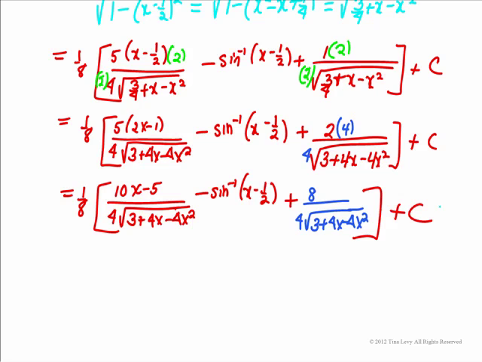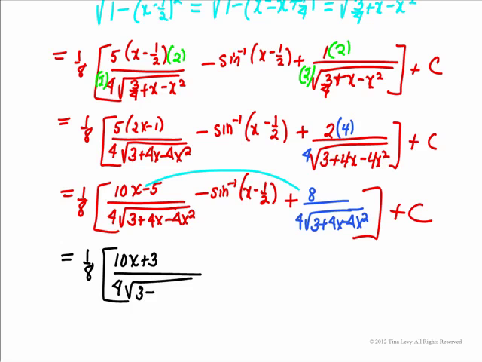We're almost there, you guys. We're just going to combine like terms. This gives us 1/8. We put 10x minus 5 plus 8, and we get 10x plus 3 over 4 radical, and we have the negative inverse sine x minus a half. And of course, if we wanted, we could distribute the 8 in the denominators. Take the 1/8 through. That's our answer.